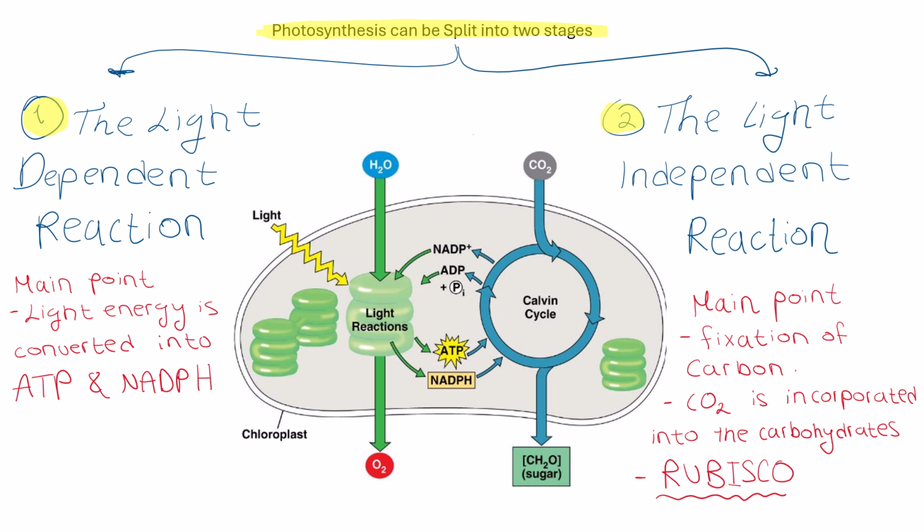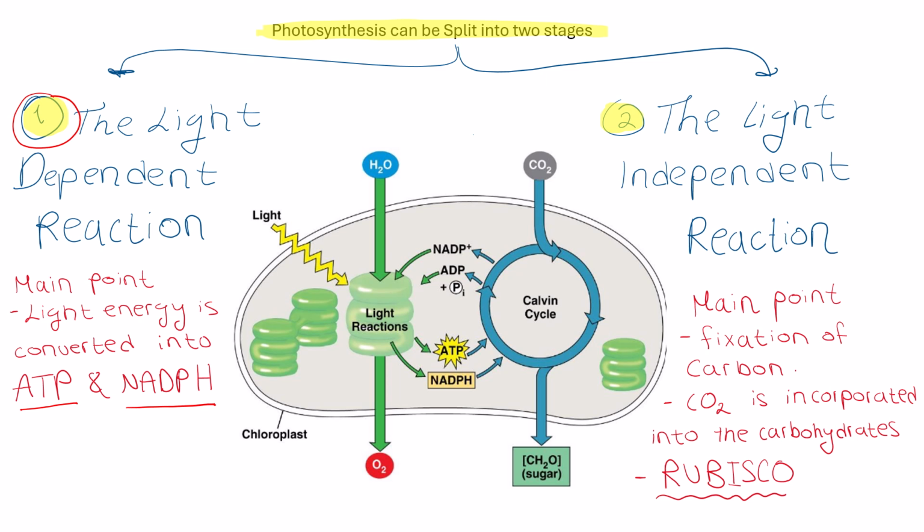So photosynthesis can be split into stages. We have number 1, our light-dependent reaction, meaning it requires light, and the main point is that light energy is converted into ATP and NADPH, which is then going to be used in the Calvin cycle, okay? The second part is the light-independent reaction, which occurs in the Calvin cycle. Remember, the Calvin cycle occurs in the stroma, whereas the light-dependent reactions occur in the thylakoid membrane.